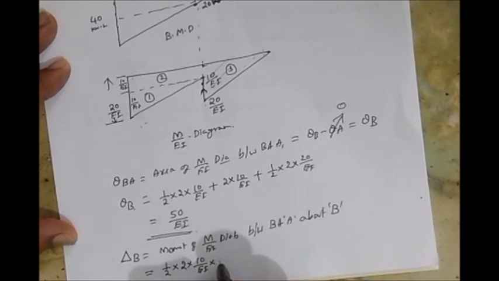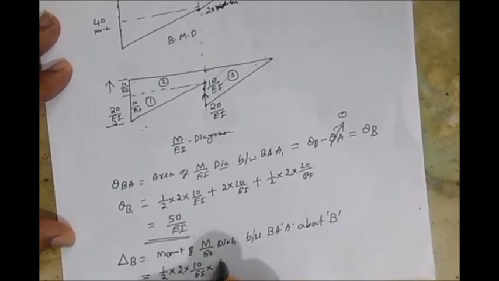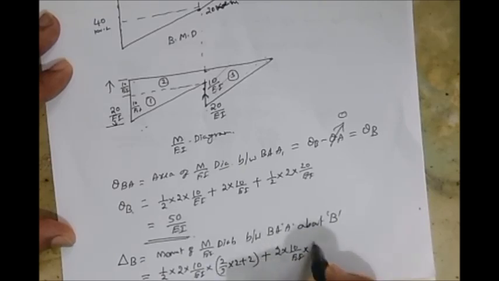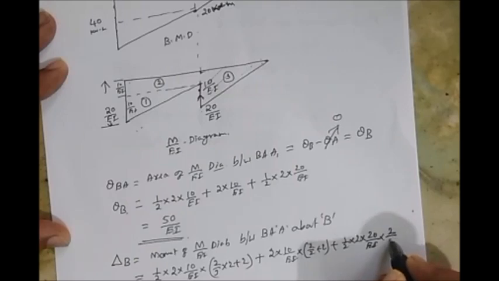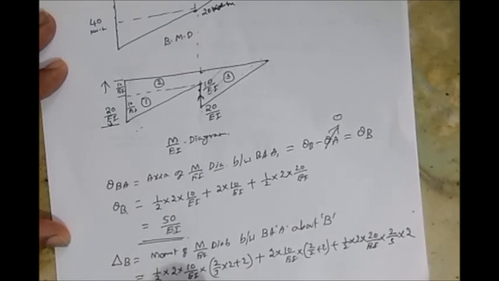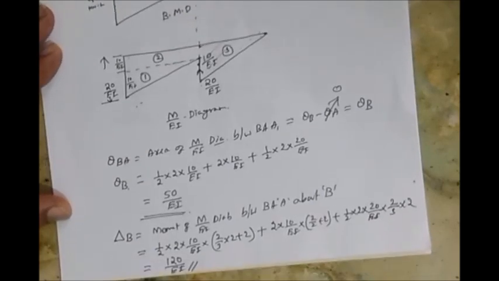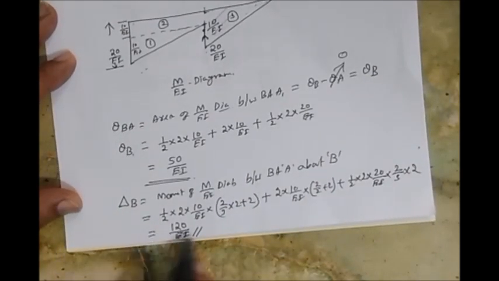For the first region, it's a triangle. For the triangle, from the apex it is 2/3 of 2, plus 2. The second region is rectangular, so it is 2 into 10 by EI into 2 by 2 plus 2. And the last region, once again a triangle, half into base into height. Height is 20 by EI into 2/3 of 2. If you solve these, you will get 120 by EI. So this is the deflection at B.